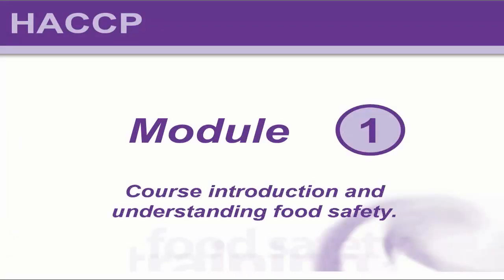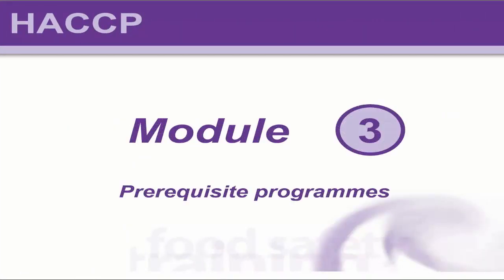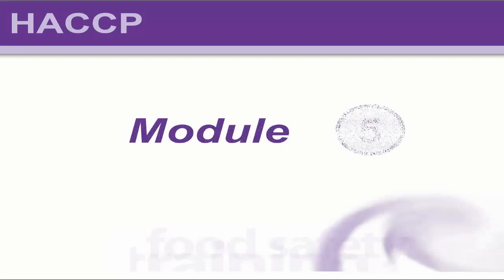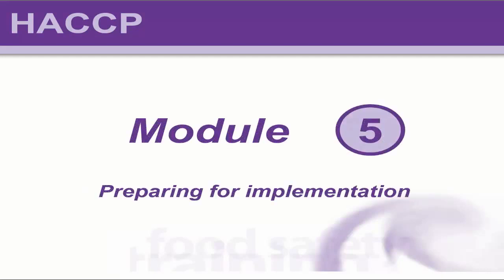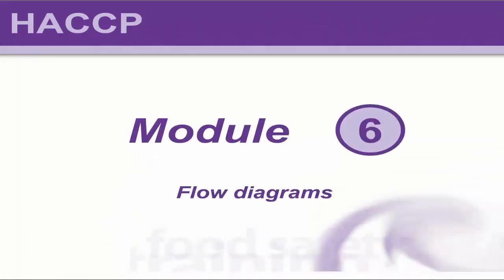The first one, I'll be looking at a course introduction and an understanding of food safety. Module 2 will cover hazards. Module 3 is all about prerequisite programs. Module 4 are the legal requirements and HACCP principles. Module 5 we'll be looking at preparing for implementation of HACCP. Module 6 is all about flow diagrams.